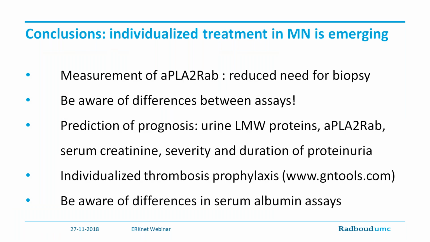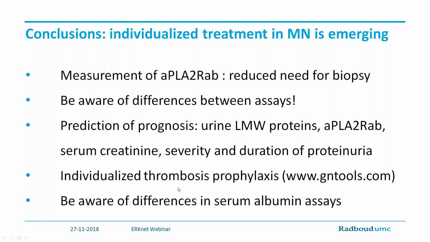So the first conclusions of this session, I think that individualized treatment of patients with membranous nephropathy is coming soon. If you are able to measure antibodies, then you might consider to not do a kidney biopsy for the diagnosis of membranous nephropathy. If you use an assay, be aware that there are differences, and to diagnose membranous nephropathy, the ELISA assay is least sensitive, so you better can use an immunofluorescence test. For the prediction of prognosis, we have various biomarkers, and in future studies, we should try to find out whether we can combine these biomarkers to find an optimal score. But with the currently available biomarkers, you should be able to predict the risk with at least 80% of accuracy.